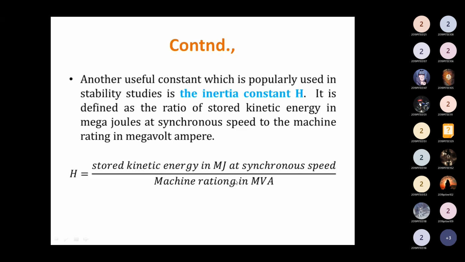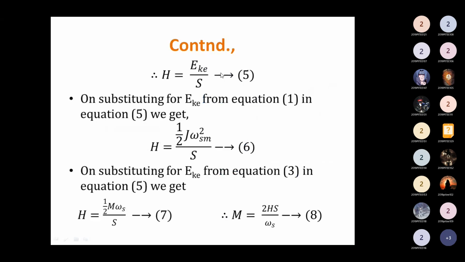The stored kinetic energy in megajoules is nothing but your EKE, 1 by 2 M omega s square. That is your EKE. The machine rating is nothing but S. Therefore H is equal to EKE by S. Mathematically I have written it here. So this is my equation number 5. On substituting for EKE from 1 in 5, H is modified as 1 by 2 times J omega sm square by S. I am naming the equation as 6.